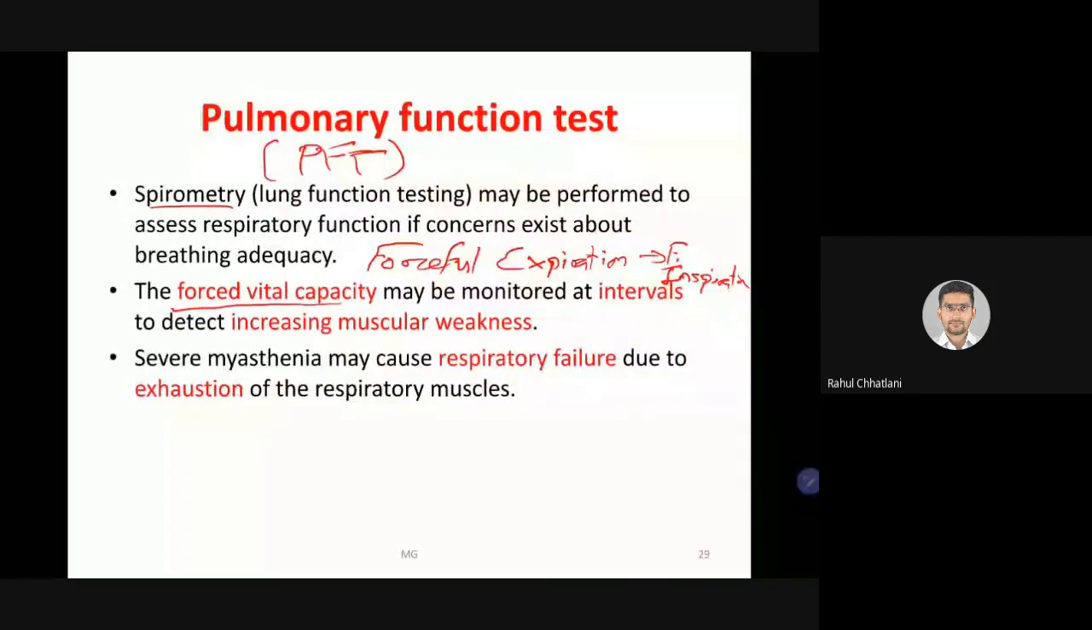Breathing in with full force and blowing it out as much as possible. That is forced vital capacity, which may be monitored at intervals to detect increasing muscular weakness. So this will tell you if all the muscles, may it be primary or accessory muscles of respiration, are working or not. Severe myasthenia may cause respiratory failure due to exhaustion of the respiratory muscles. So if respiratory muscles do get involved, that will lead to ultimately severe myasthenia, may even lead to ventilatory support and death later on.